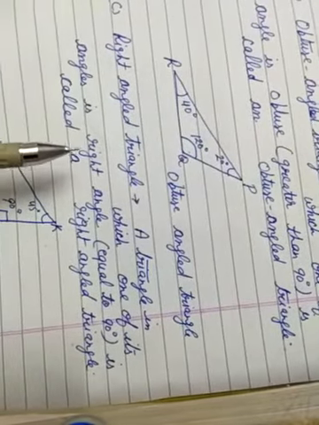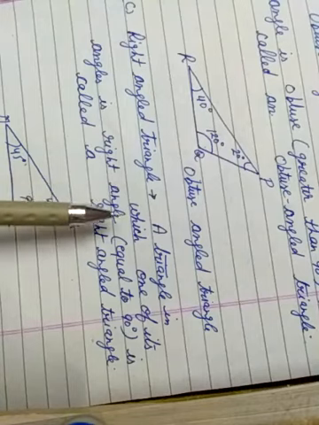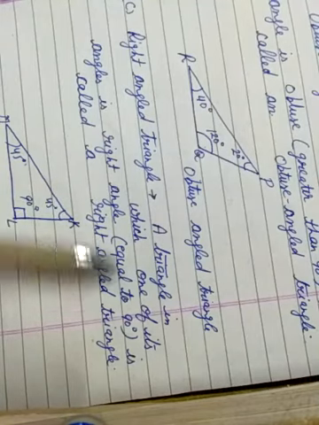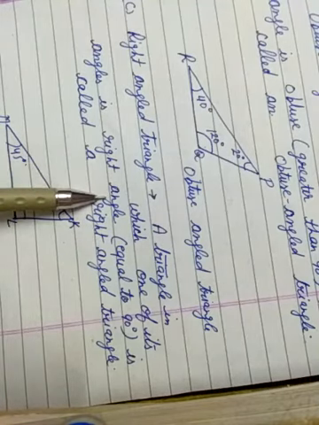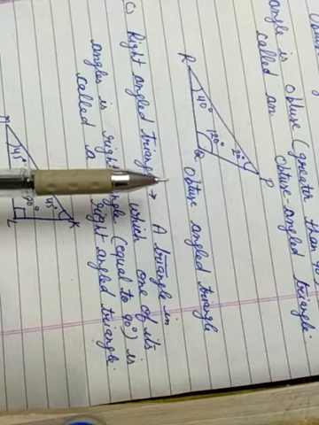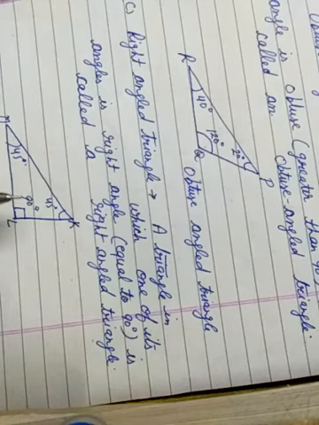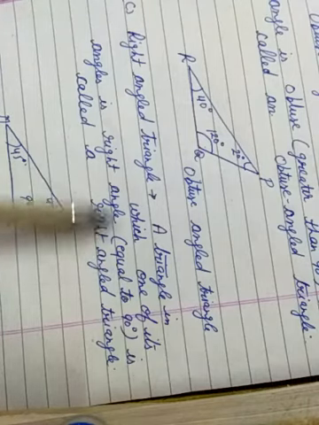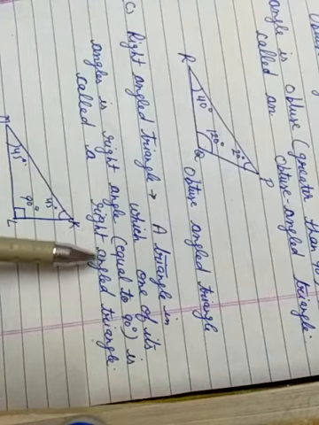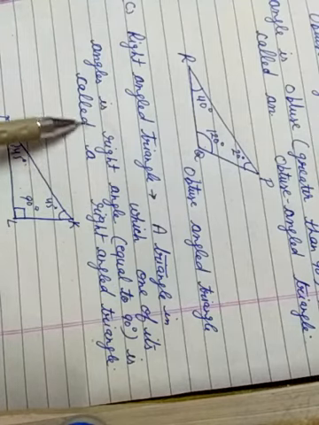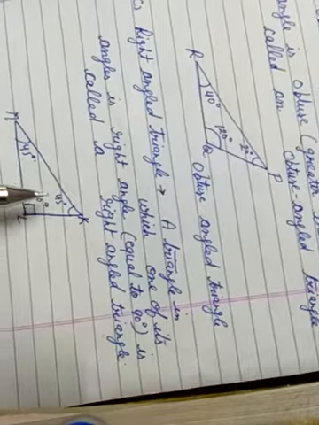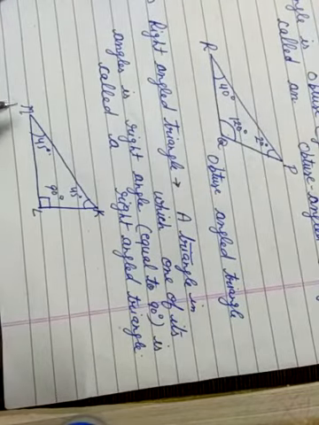Clear? Now, third is right angled triangle. A triangle in which one of its angles is a right angle. जैसे कि obtuse में एक एंगल कितना होना चाहिए? मोर देन 90. ऐसे ही इसमें कोई भी एक एंगल यदि 90 होता है, then the name of the triangle is called right angle triangle. A triangle in which one of its angles is a right angle, equal to 90, is called a right angle triangle.